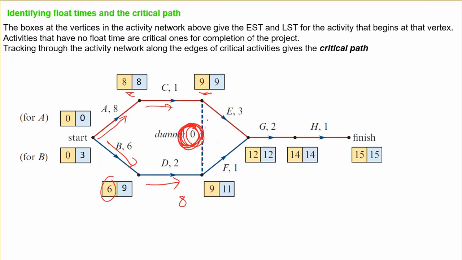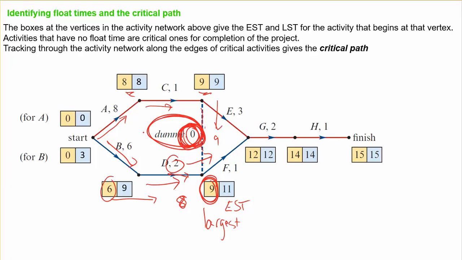So in this particular situation, we need to treat this edge here and this edge here the same. And when we're doing that using forward scanning, remember we have to choose the largest. So going from 6 plus 2 equals 8, or 9 plus 0 equals 9. So 9 becomes our earliest starting time. So that's how a dummy is used, and you will use these several times when designing your own networks.